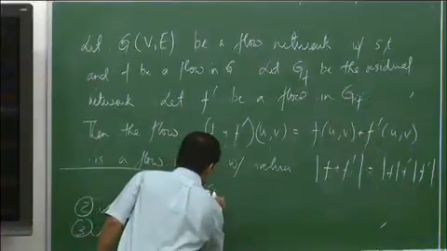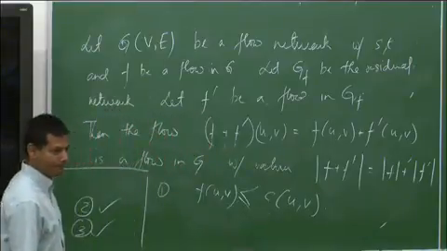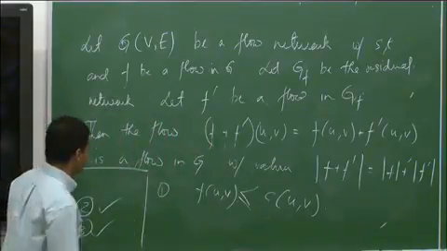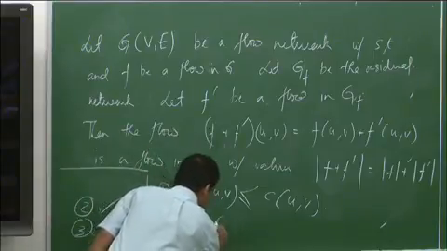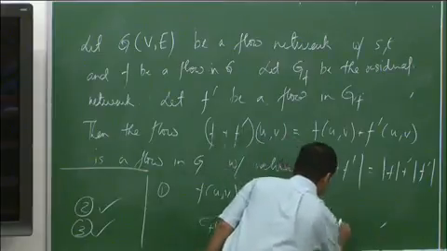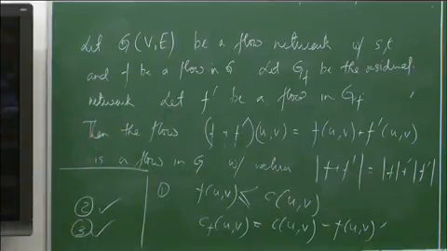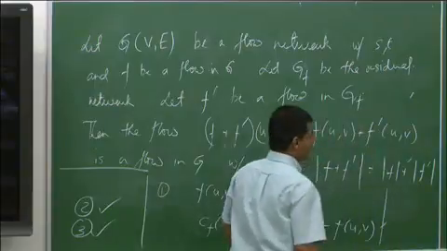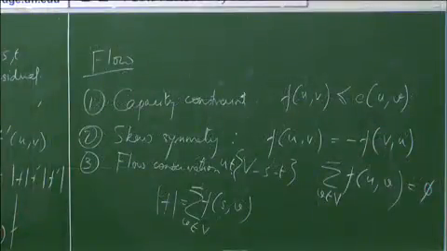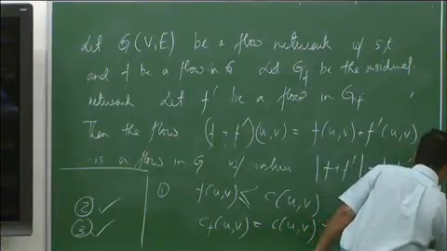I have f of u comma v less than equal to c of u comma v, right? And I have Cf of u comma v is by definition c of u comma v minus f of u comma v. This is by definition the residual capacity. I also know that the new flow in the residual network, which is f prime, is less than equal to Cf of u comma v.